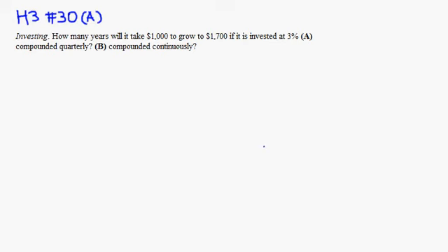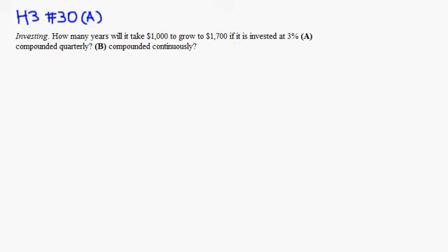Okay, here I would like to go over homework 3, number 30, part A. We need to figure out how many years it will take $1,000 to grow to $1,700 if it is invested at 3%, and part A is compounded quarterly.